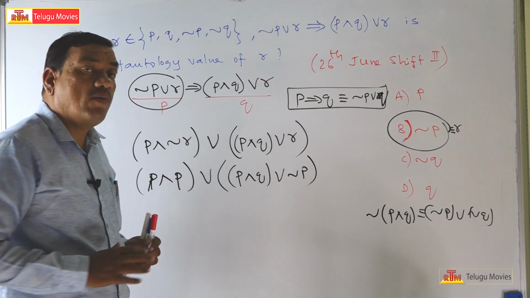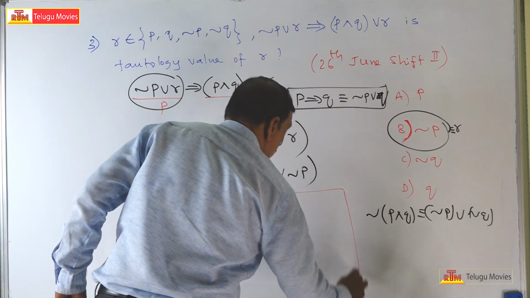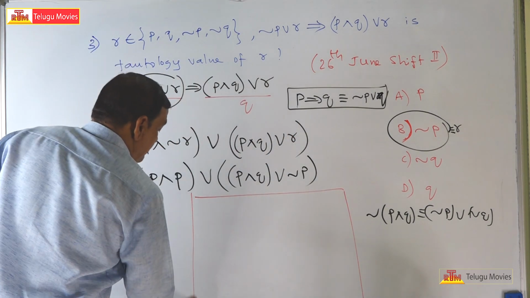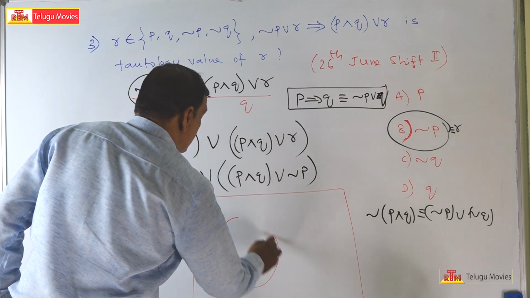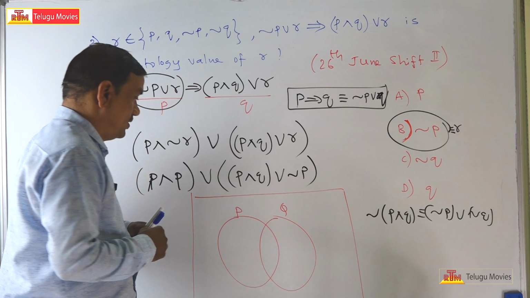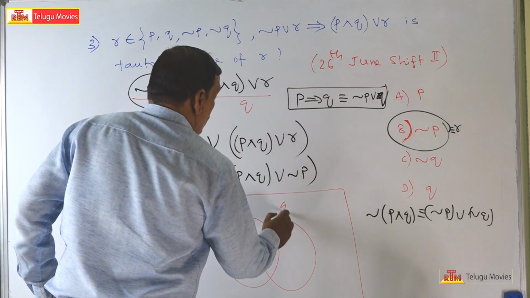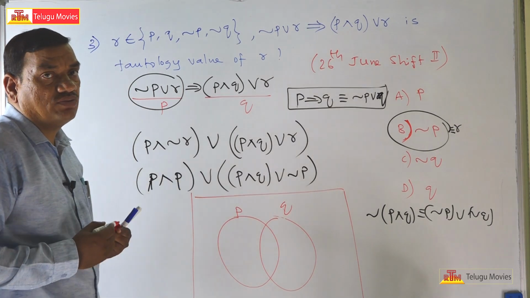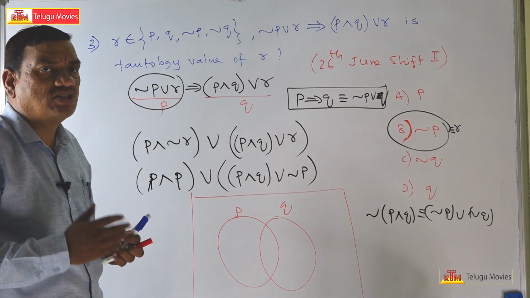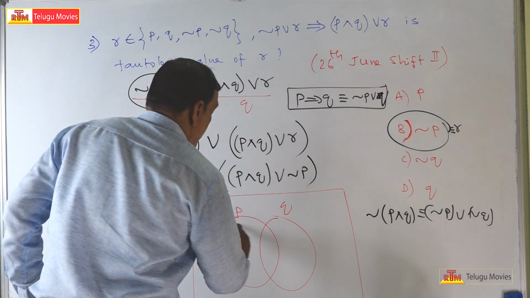Let us solve this problem using Venn diagrams. Here there are two statements, P and Q. P and P means P only, just like A intersection A is A only. So this is P and P.